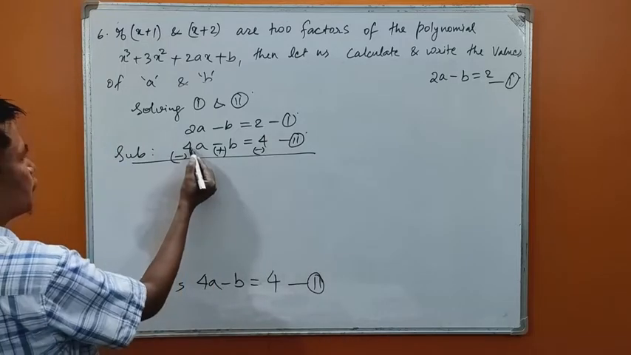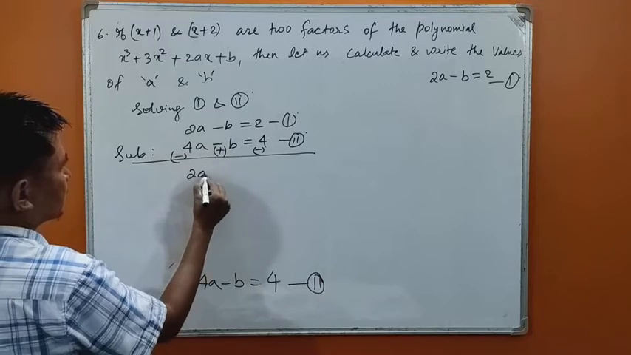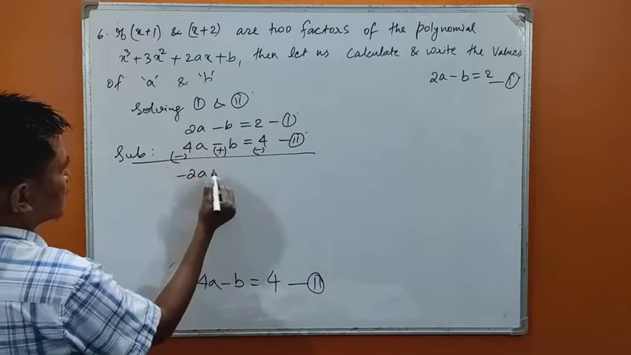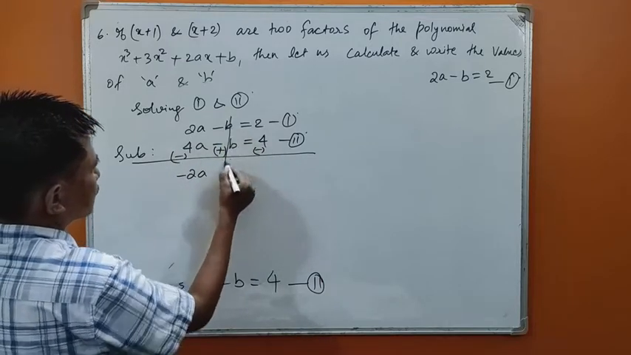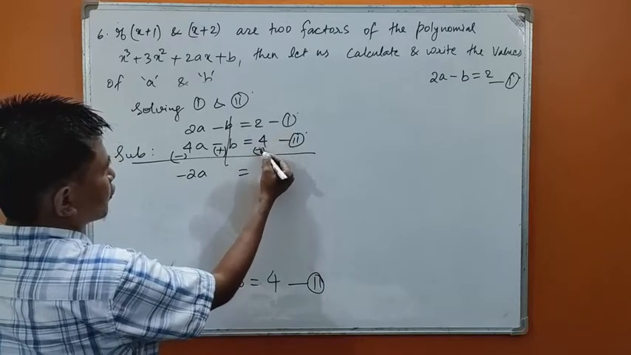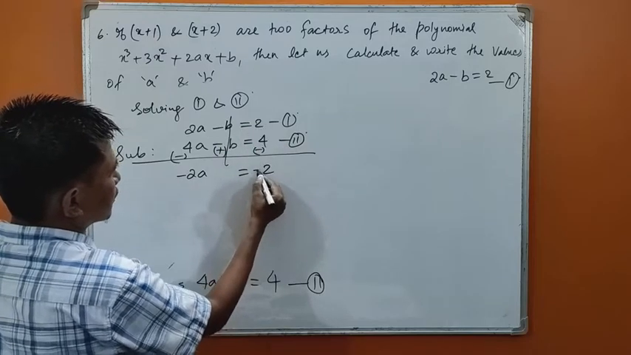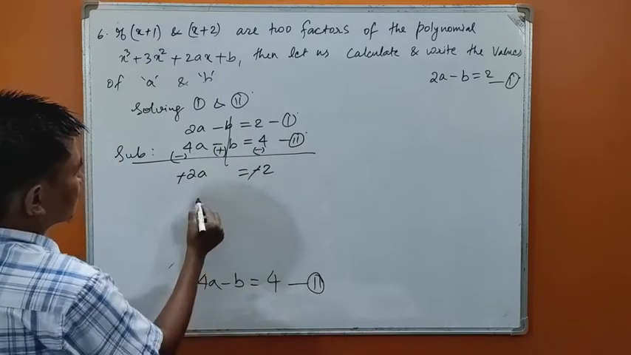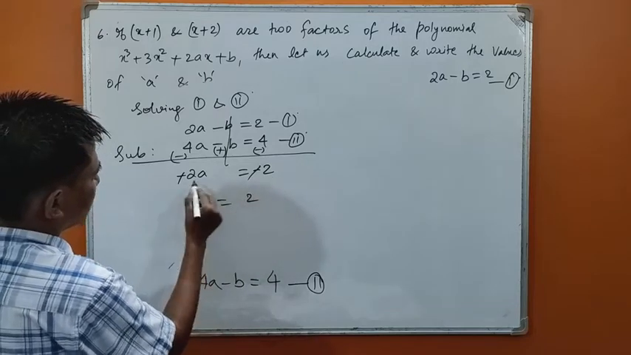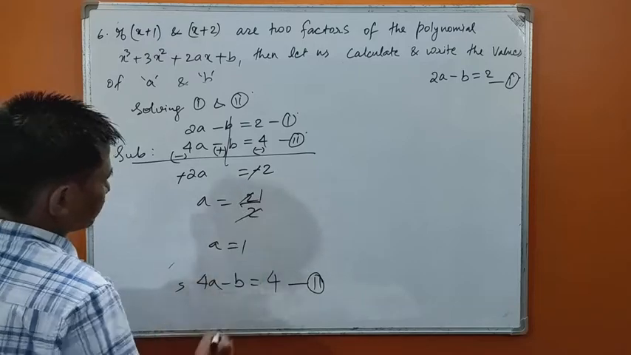So 4a is negative, 2a is positive, so 4a minus 2a is 2a. Sign of greater number comes, that is minus. Minus b and plus b cancels out, equals to minus 4 is negative and this 2 is positive. 4 minus 2 is 2. Sign of greater number comes here. Minus and minus cancels out. a equals to 2 upon 2, this 2 comes in the denominator. So 2 and the 2. Therefore a equals to 1.